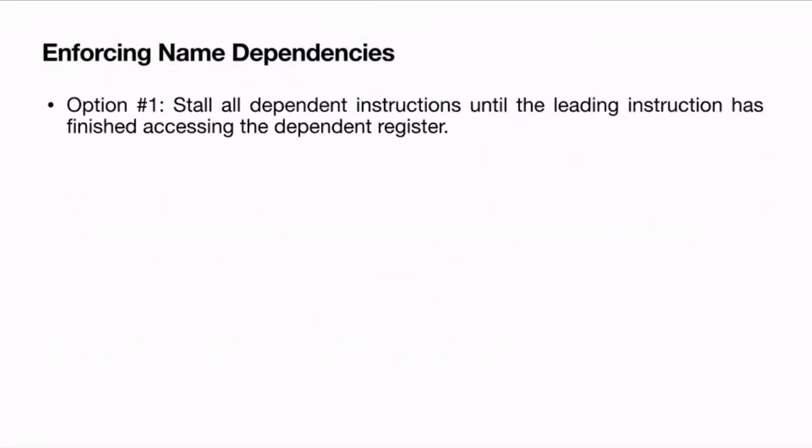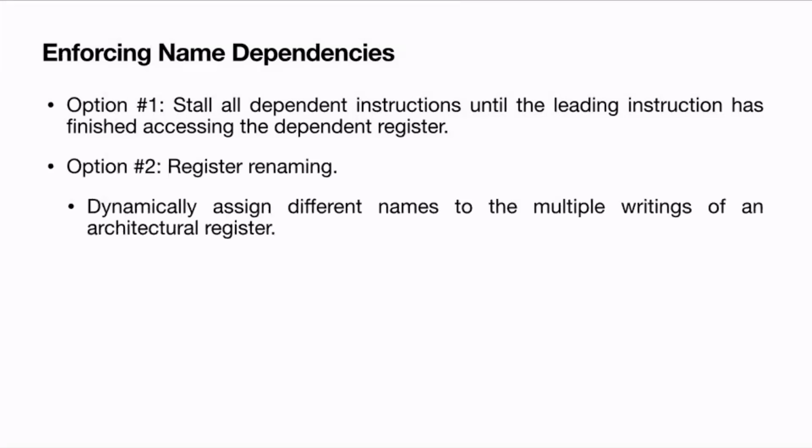So how do we enforce these name dependencies? One simple solution is, if there is a name dependency, don't execute the subsequent instruction and wait for the previous instruction to complete. But that is actually a crude solution, which degrades the performance significantly. So this is option one: stall all dependent instructions until the leading instruction has finished accessing the dependent register. But that is actually not a good idea, because in most cases you can clearly see there's no flow of information, and then you can simply break the dependency.